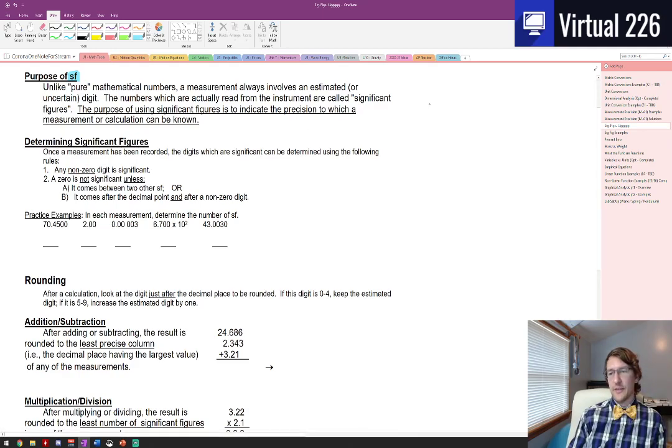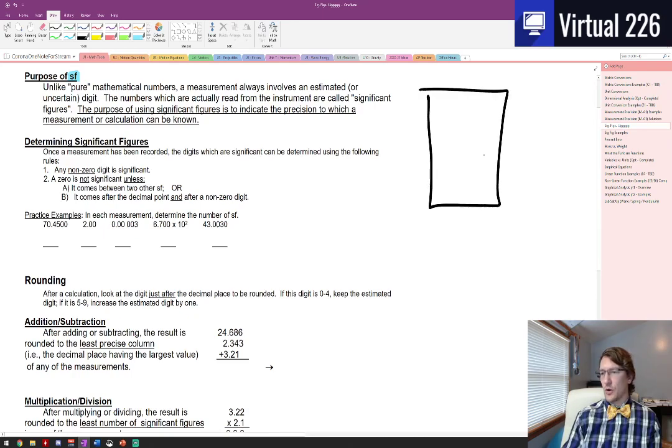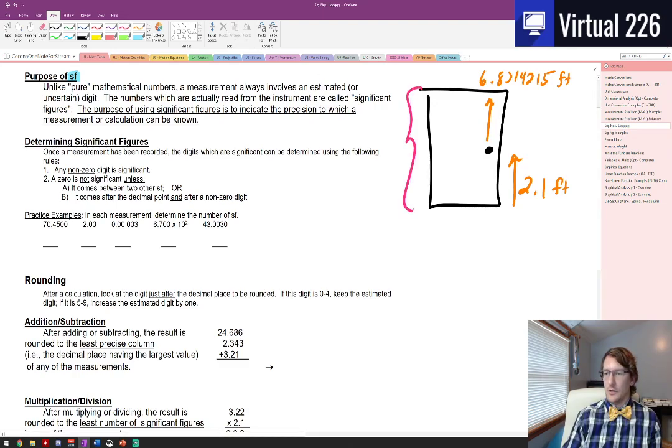So Sig Figs are basically giving us an idea of what we actually know. For instance, let's imagine for a second, and I do this in error prop, let's say you have a door, right? And here's a doorknob. And I say, hey, this doorknob is 2.1 feet off the ground, and the doorknob to the ceiling is 6.8314215 feet.